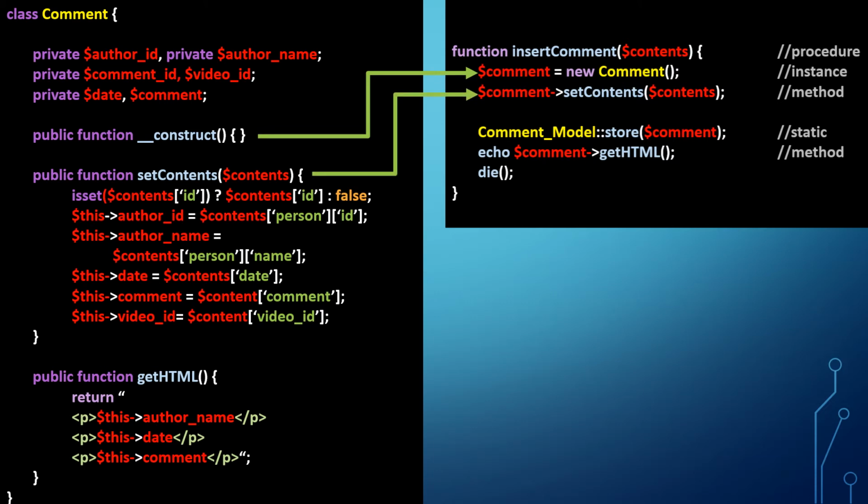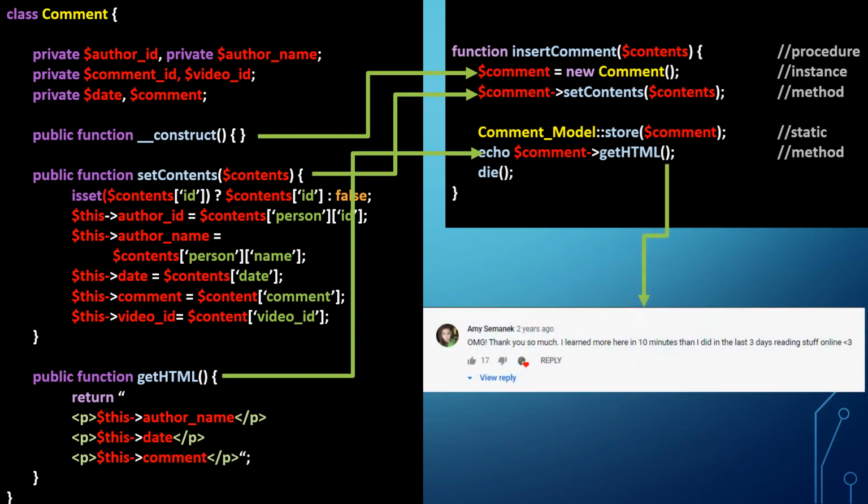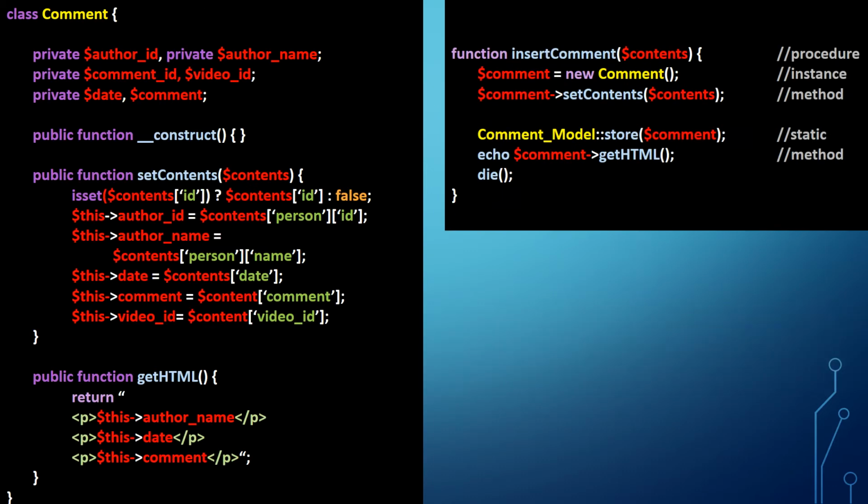And the second line is set contents, which is a method. You can see that behind the scenes, it sets the author ID, author name, date, and the comment text of that specific comment. And below that, we have getHTML, which is another method of the comment class. And we're echoing it back out into the client so that it can be displayed in the browser without the need to reload the page. And there you have it. The comment has been displayed for the world to see.